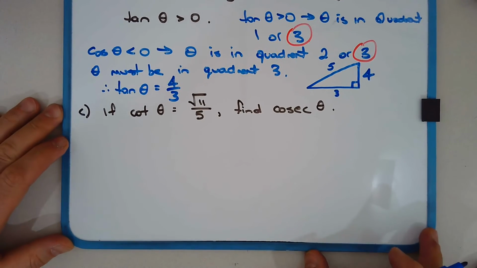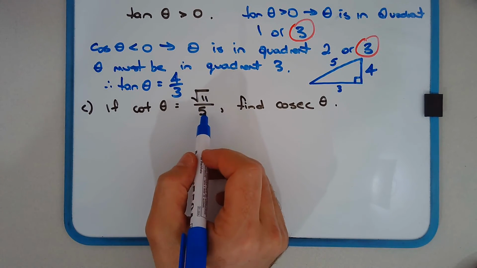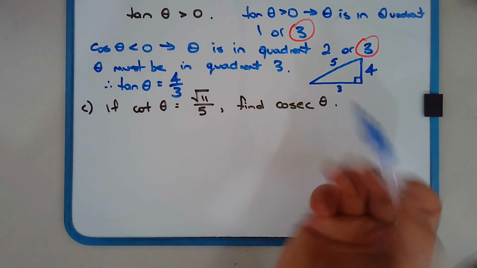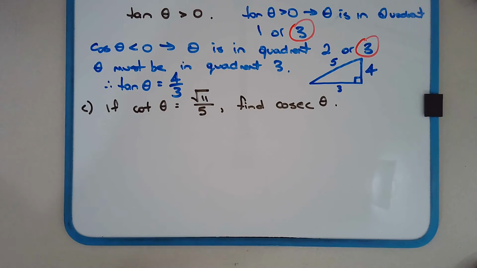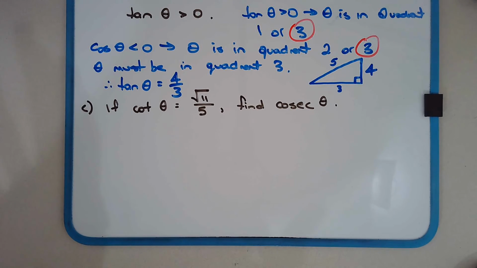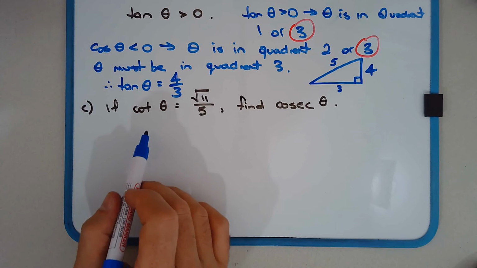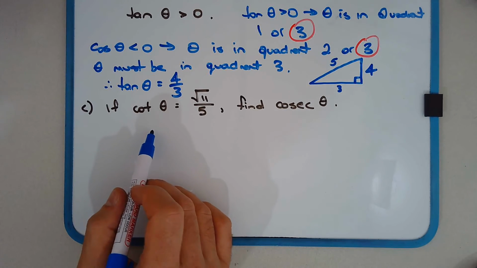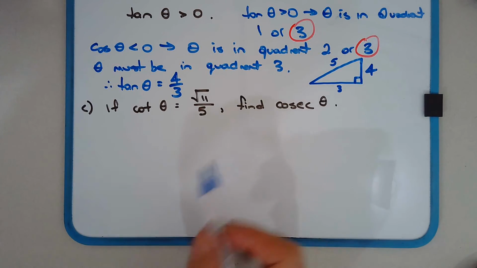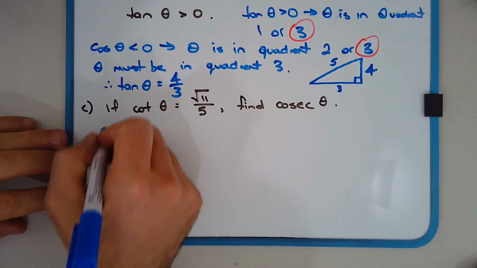And our last example: if cot theta is equal to square root of 11 on 5, find cosec theta. Again, this one has two possibilities. Cot theta, as you know, is the reciprocal of tan theta, or defined as cosine of theta over the sine of theta. But cot theta is positive in quadrants 1 and 3. So therefore, cosec theta, which is 1 on sine theta, would be positive in quadrant 1, but negative in quadrant 3.